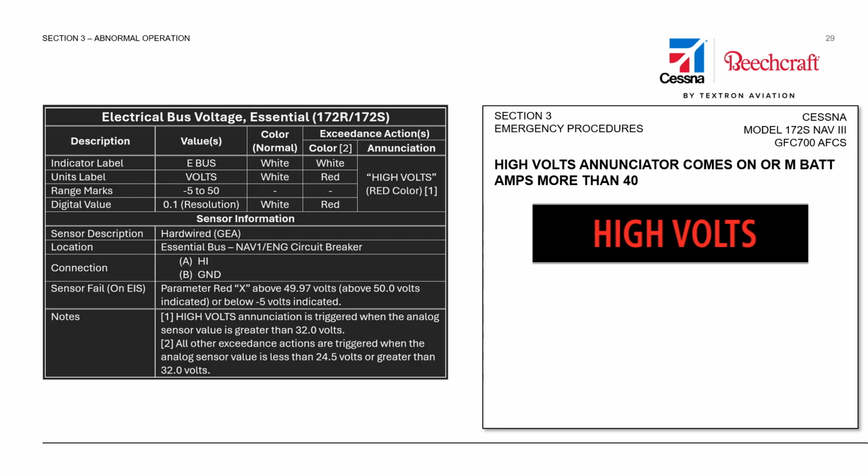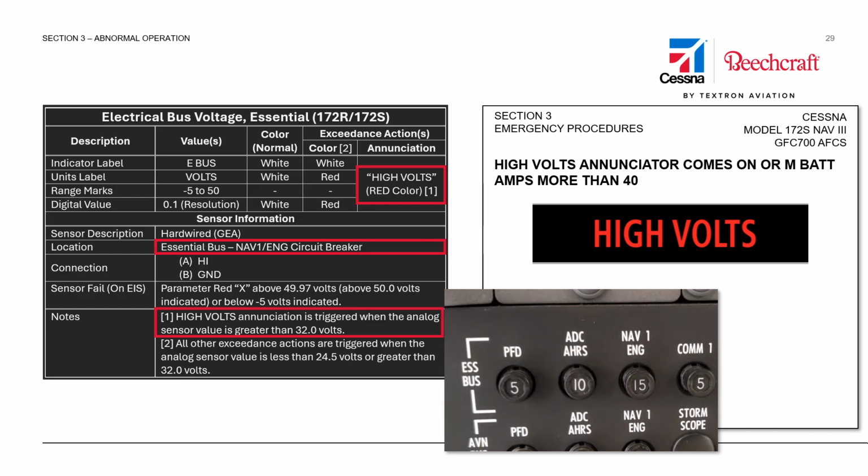There is a secondary trigger for the high volts CAS message, and again, note 1 tells us about the 32 volt threshold, but we're looking at a different sense point. The essential bus high volts indication is triggered when the GEA senses high voltage at the NAV1 ENG circuit breaker, engine monitor circuit breaker. Two different inputs to the GEA to trigger a single CAS message may be confusing, but a suspected trigger error can be verified by looking in config mode at the GEA status page.